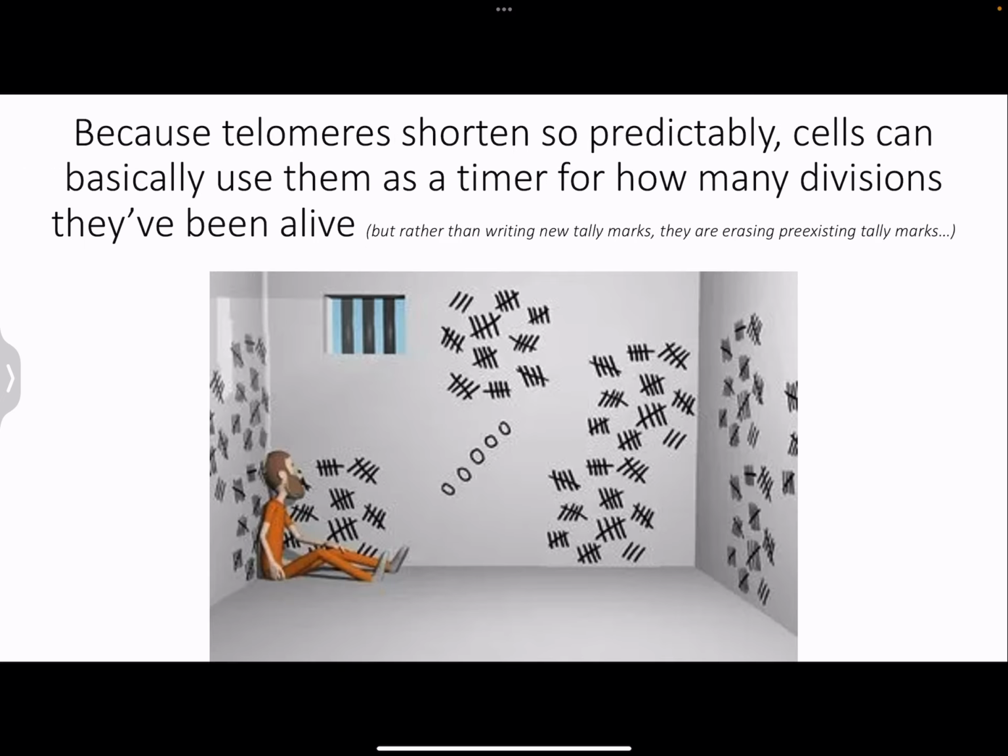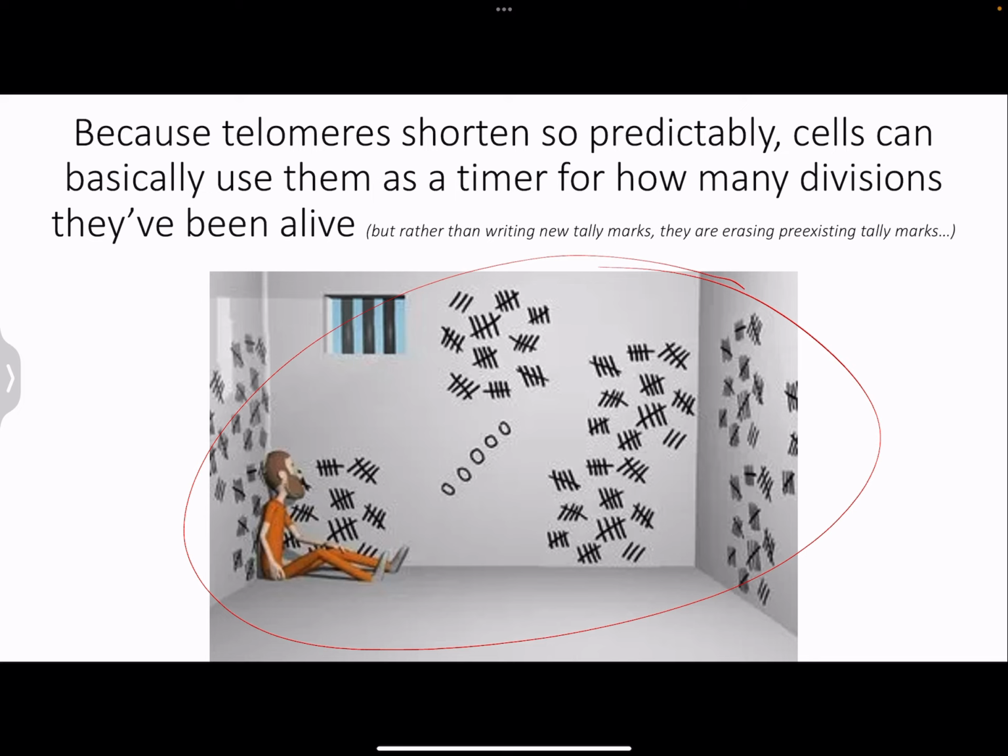Because the telomeres shorten at such predictable intervals, the cell can use them as a timer to realize how long it has been alive. Rather than think of a prisoner putting tally marks for how long they've been in prison, it's as if they arrived in prison and there were 10,000 tally marks, and then they start erasing tally marks.